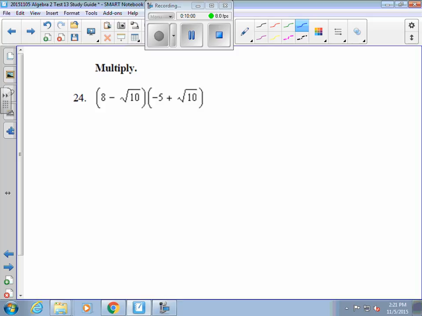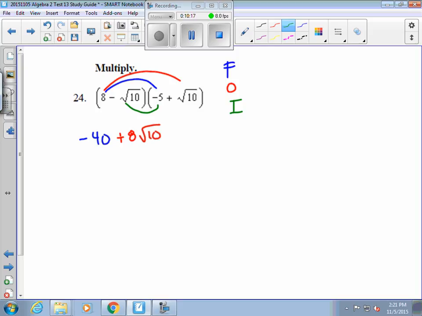Number 24 says to multiply this, you got a FOIL, F-O-I-L, first terms. 8 times negative 5, negative 40. O, or your outside terms, 8 times the square root of 10, positive 8 square root of 10. Then I is your inner terms. Negative square root of 10 times negative 5. Negative times a negative is a positive 5 square root of 10.